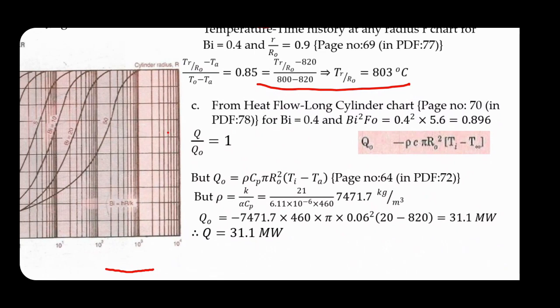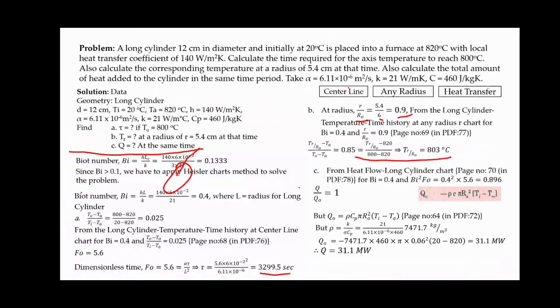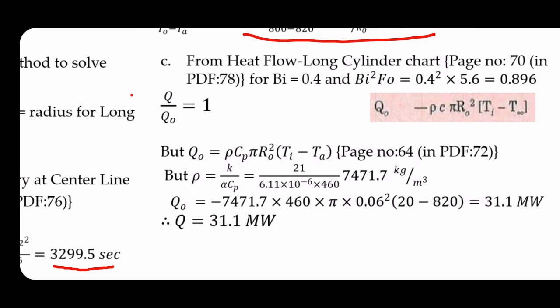So q naught for a cylinder is rho Cp pi into r naught square into Ti minus Ta. This is given in page number 64. And now I need density, but the density is not given in the problem. They have given only alpha, K and Cp. And I know the relation between them: alpha equal K by rho Cp. So using that, I will find out the density. So density will be equal to 7471.7 kg per meter cube, and I'll substitute that in the q naught equation.